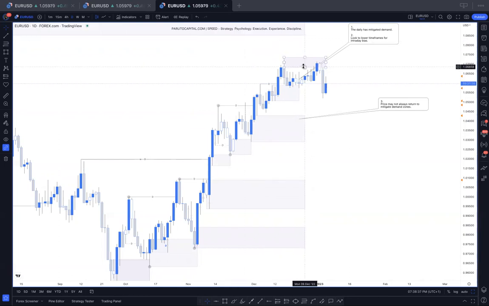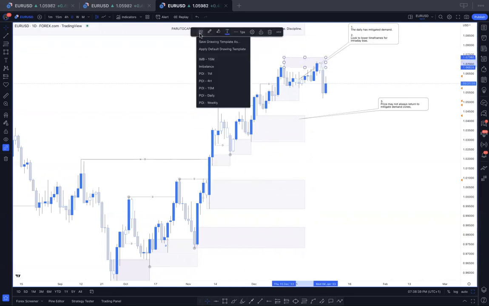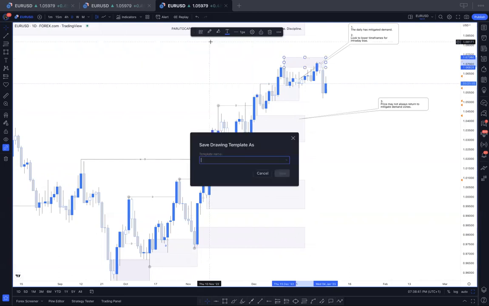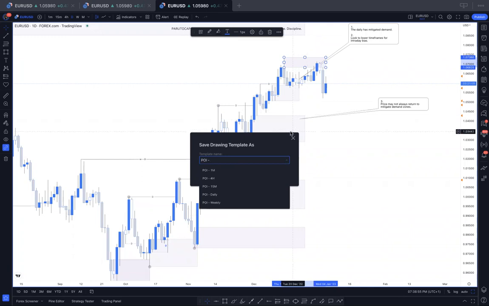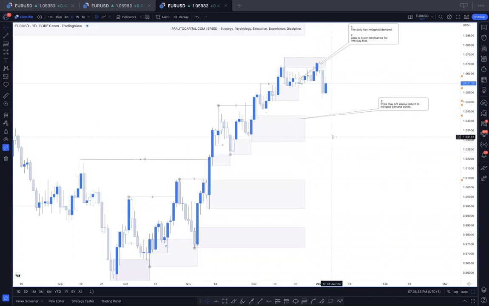When you click Save Drawing Template As, you simply type in the name of your template, maybe daily. For me, I just do POI, and then I type whatever it is. I have 1 minute, 4 hour, 15-minute, daily and weekly. Those are the time frames I use all the time. So I have that already set, with different colors. That's how you do it, and you can save yours too, so you can begin to build that.